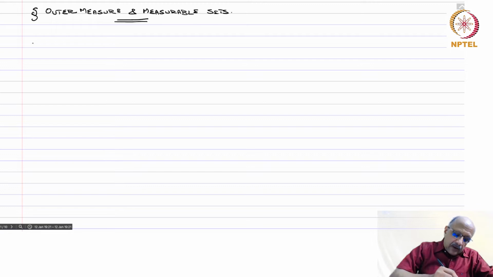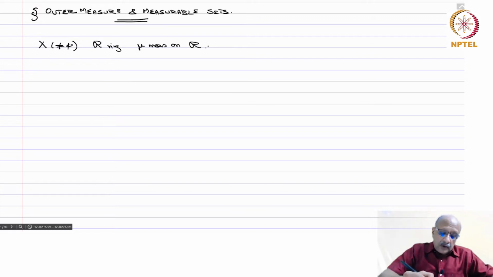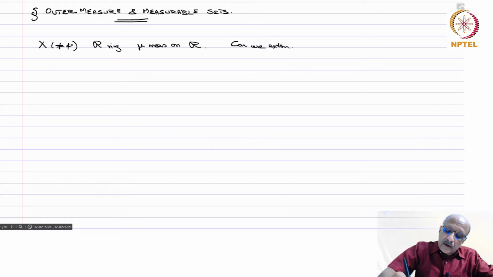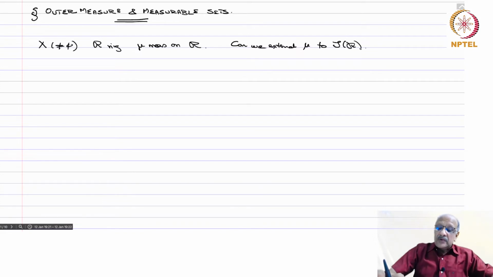So we already stated this problem before. X is a non-empty set, R is a ring on X, and mu is a measure on R. Then we wanted to know if we can extend mu to something bigger. For instance, R is a ring, so in particular it's a collection of subsets. So can we extend mu to S of R? S of R is the smallest sigma ring which contains R.